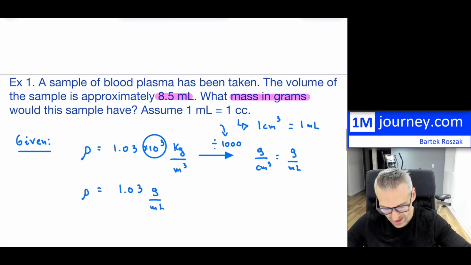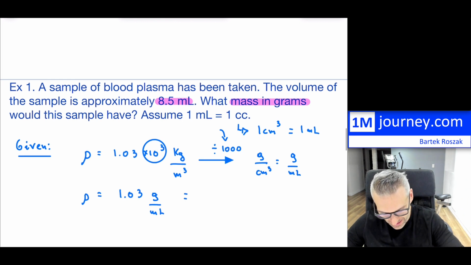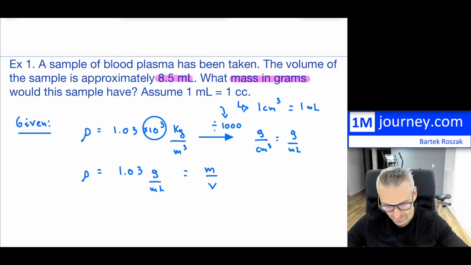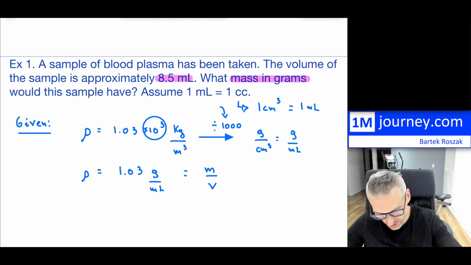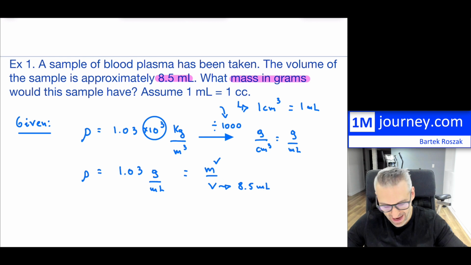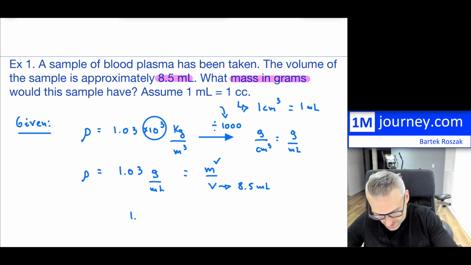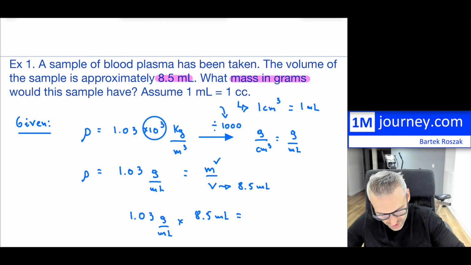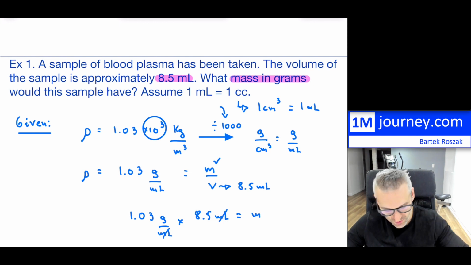Now, once you have this, because density is just mass divided by volume, notice I can now substitute all of this in here. So I can substitute the 8.5, which would have been the volume, which is 8.5 milliliters. And then I can solve for the mass, which is going to be nothing else but 1.03 grams per milliliter multiplied by 8.5 milliliters, and you're going to get your mass because the milliliters will cancel.